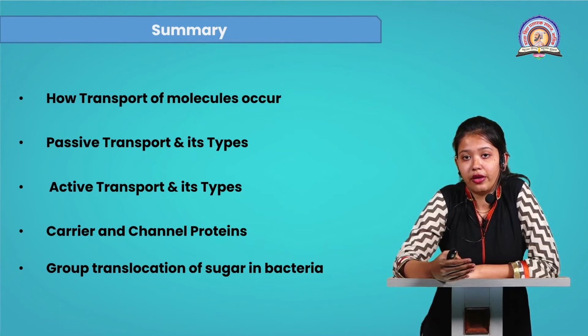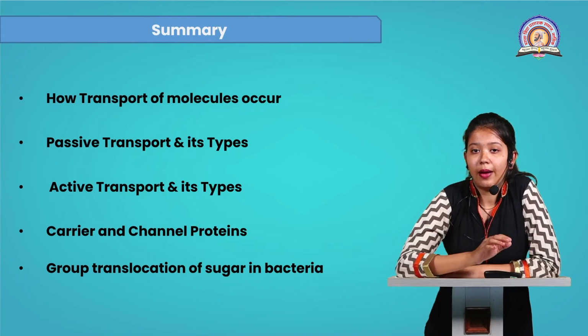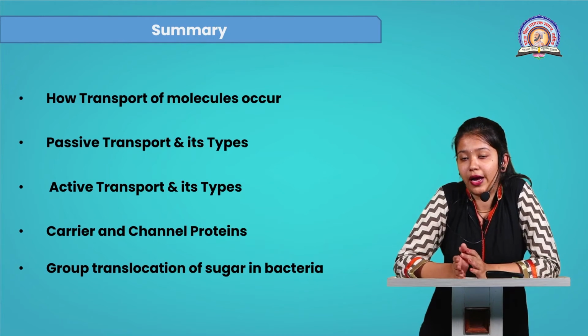Summary. In summary, we have discussed all about the starting points, like how the transport of molecules occurs, passive transport and its types, active transport and its types, carrier proteins and channel proteins, and group translocation in bacteria. Mainly, we saw the plasma membrane consists of a phospholipid bilayer, with a hydrophilic head facing outwards and a hydrophobic tail facing inwards.